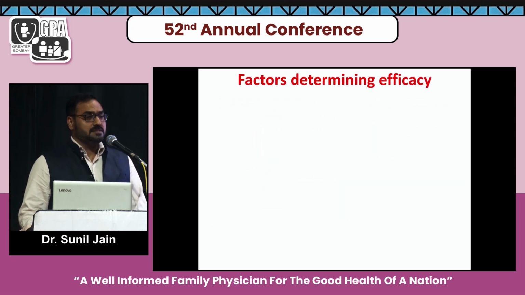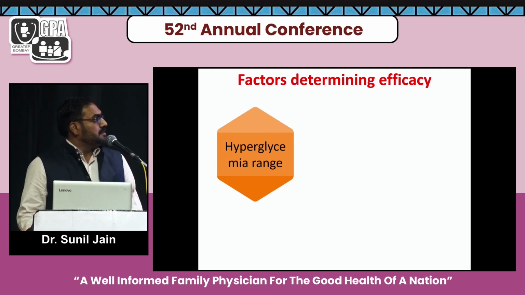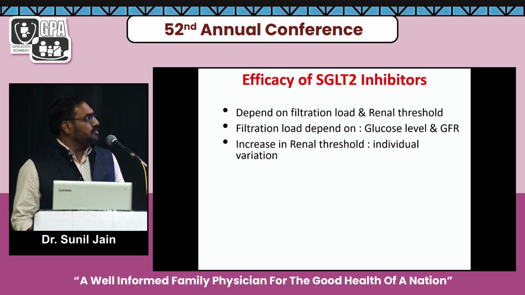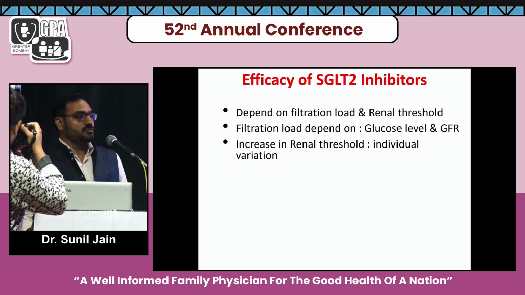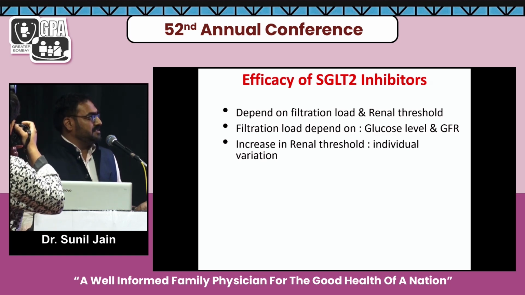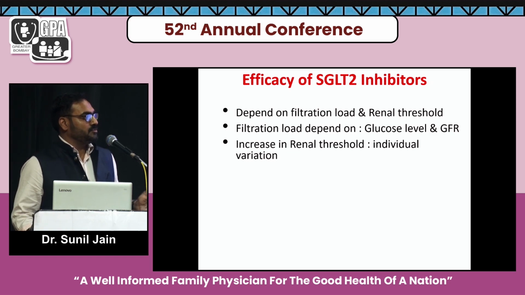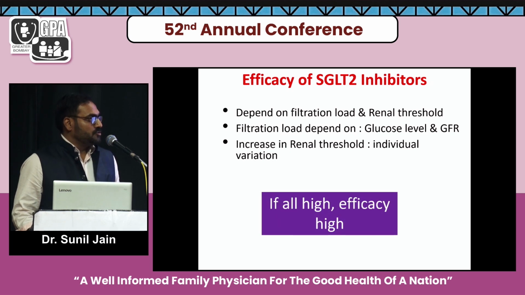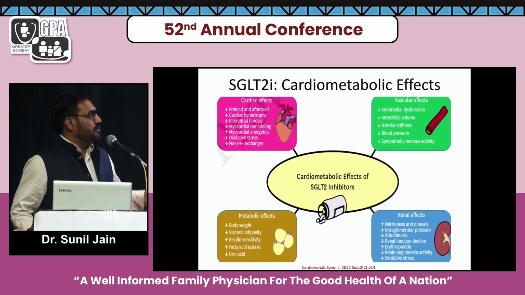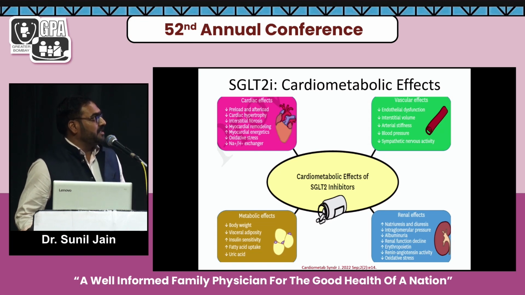So what are the factors determining the efficacy? Hyperglycemia, GFR and renal threshold. The efficacy depends on filtration load and renal threshold. Filtration load depends on the glucose level and the GFR. The renal threshold has individual variation, so you cannot comment; it depends from individual to individual. So if all are high, the efficacy is always high. This is the cardiometabolic effect of SGLT2.